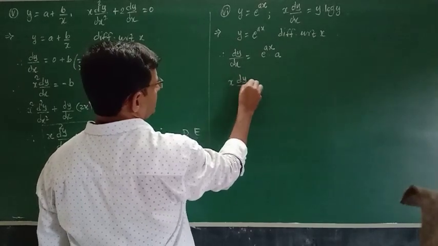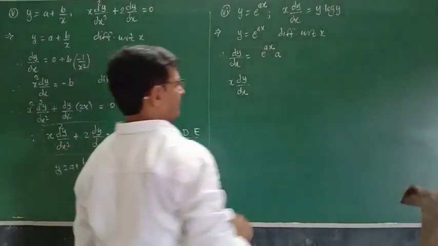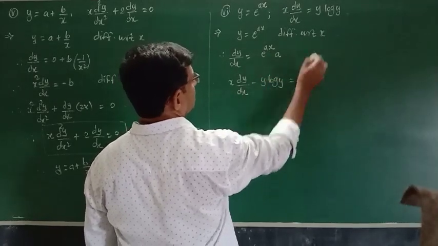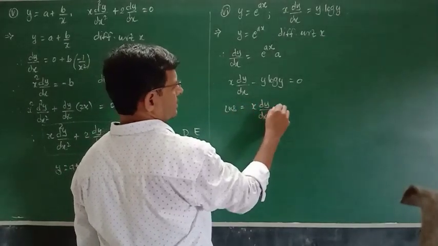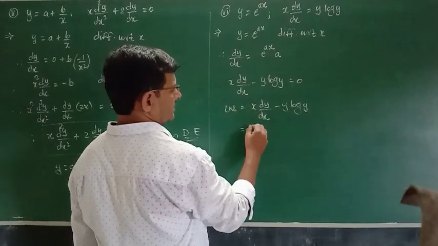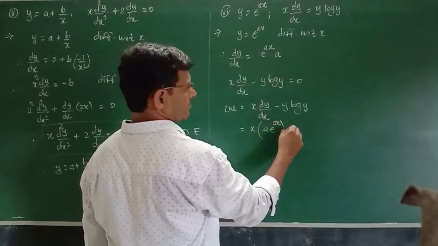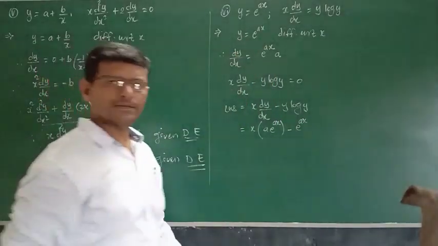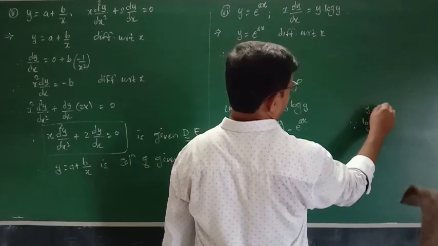The given equation is dy/dx minus y log y is equal to 0. Let's check this. LHS is dy/dx minus y log y. Taking dy/dx as it is, we put in the value: a into e raised to ax, minus y, that is e raised to ax, and log y. Here y is equal to e raised to ax.